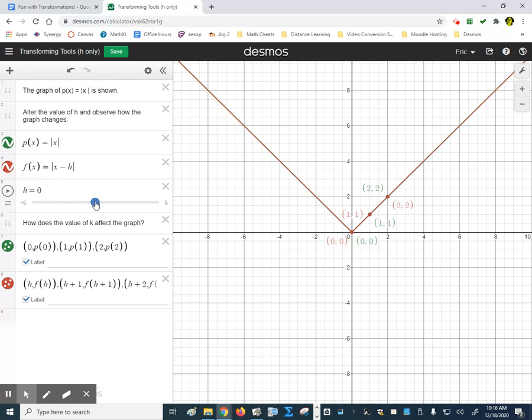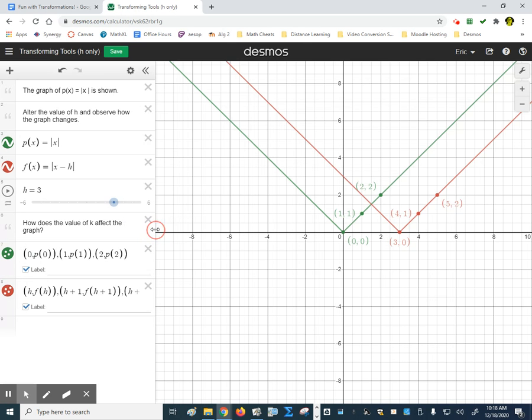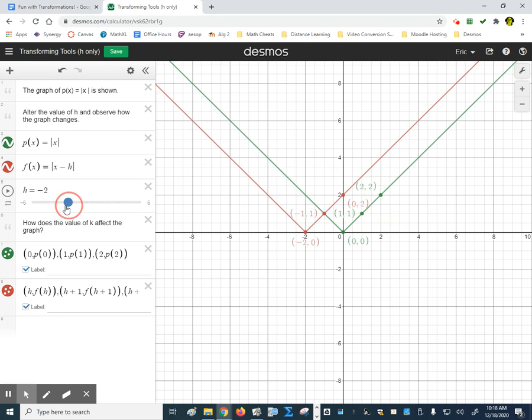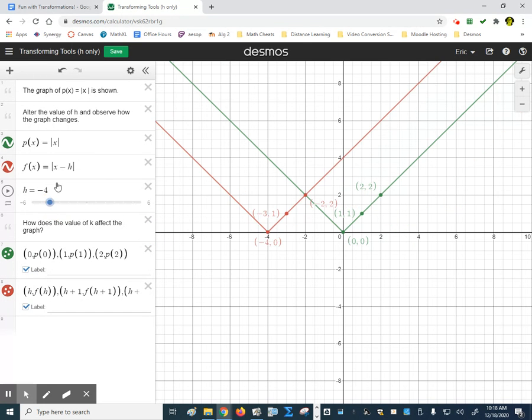So if I am subtracting a positive value, look what happens. It's scooting to the right. So this would be the function f of x equals the absolute value of x minus 2. And look what it did. It scooted everything to the right by 2. Now if I make it 3, it scoots right by 3. Everybody see that? If I make h a negative value, then that's going to look like, for example, here, the absolute value of x minus negative 4.